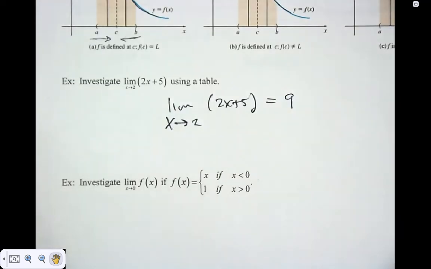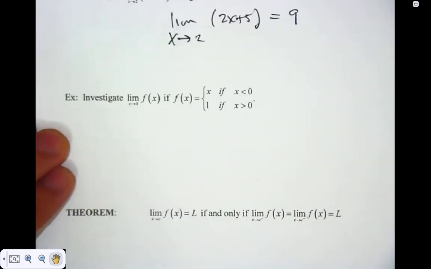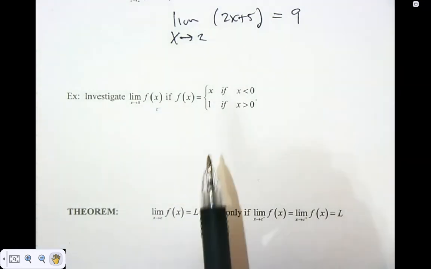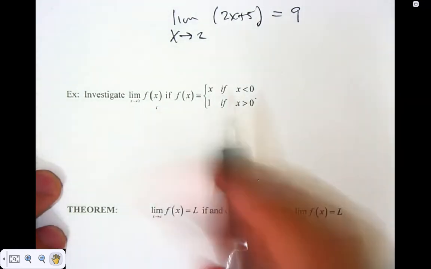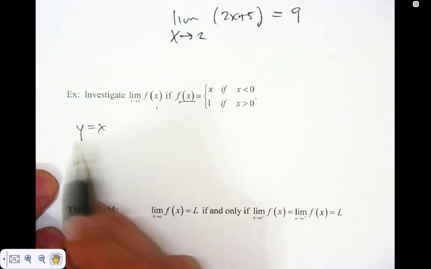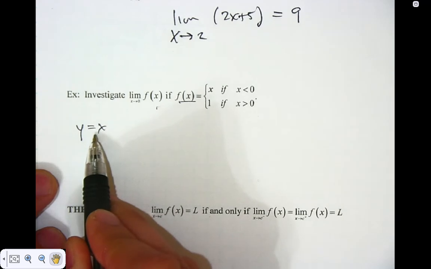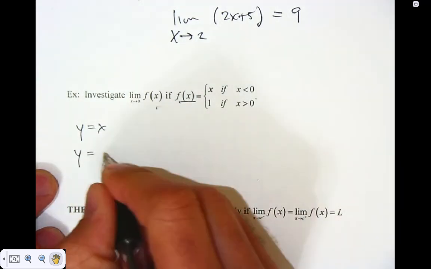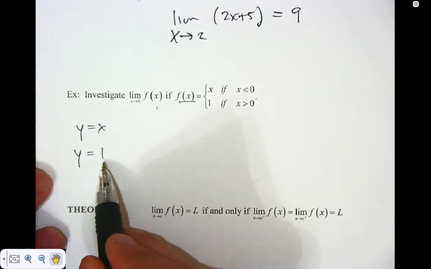So let's jump down here to example 2 and see what happens. Let's investigate the limit. This is called a piecewise function. Nobody ever likes piecewise functions. I get it. It's just pieces, right? Literally in your brain, this stands for y. Y equals x should not intimidate you. That's a straight line with a slope of 1 and a y-intercept of 0. This other piece is y equals 1, a horizontal line.